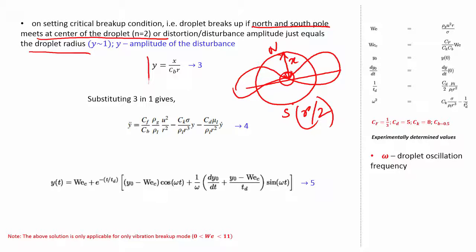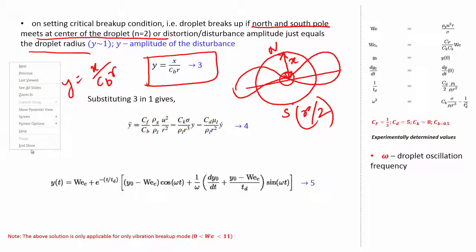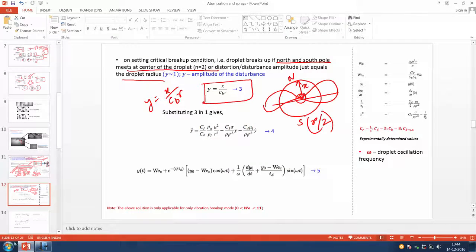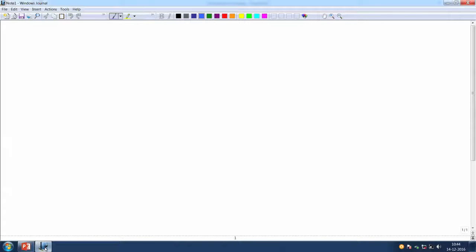So, what we can say here is that you can define a quantity called y equal to x into Cb by r, Cb is another constant. Based on that, when the value is equal to half, the droplet is said to have undergone breakup. Okay. So, now you know all these parameters. Now, let us get away from this and write the equation in the journal. When you put all these things together, Cb is also a constant.